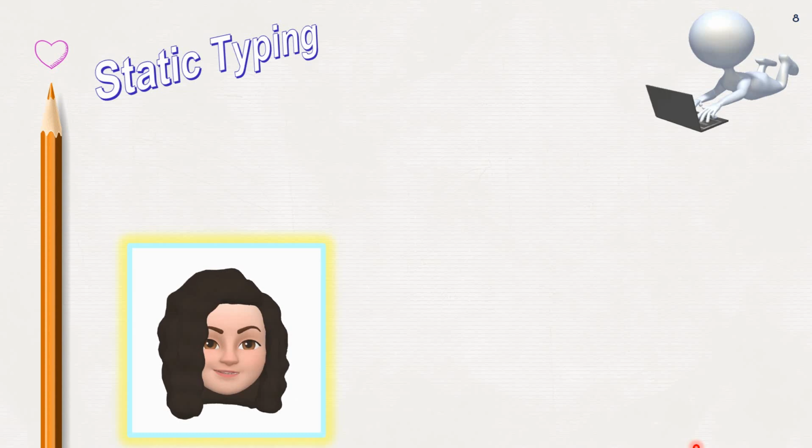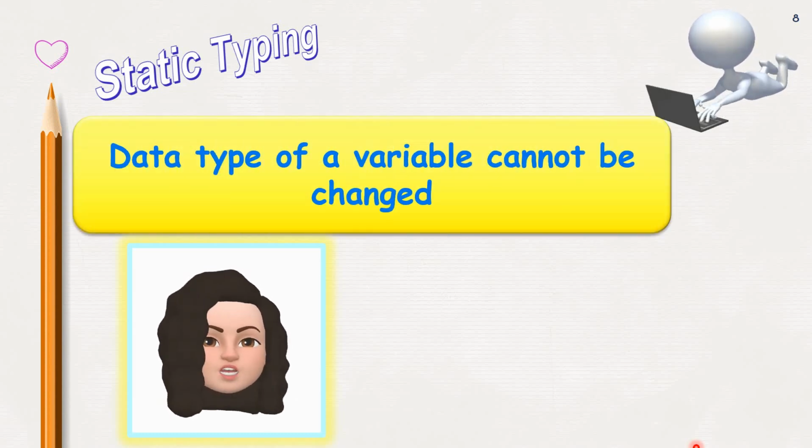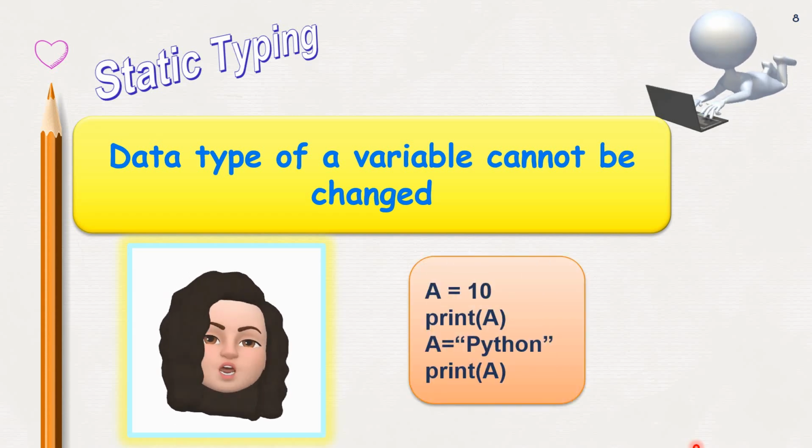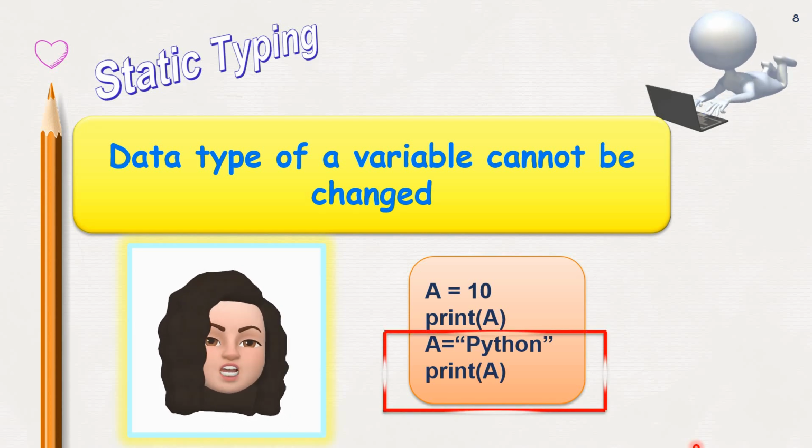What is static typing? Data type of a variable cannot be changed at all. Once you assign a value to a variable which is of a particular data type, after that it cannot be changed. The value cannot be changed at all. So that is known as static typing. Data type of a variable cannot be changed once it is executed.